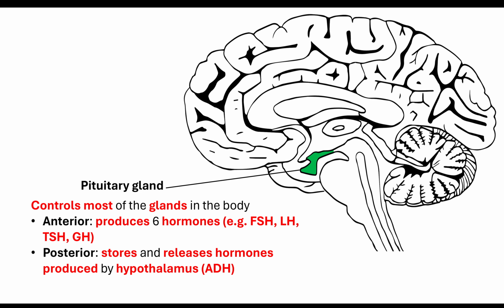The posterior pituitary gland is the one that is going to store the hormones which are produced by the hypothalamus, for example ADH, and also where they're going to be released. These hormones that are produced by the hypothalamus are stored in the posterior pituitary gland, and then they will be released from the posterior pituitary gland when they are signaled to do so. Antidiuretic hormone is the only one that you need to know about.